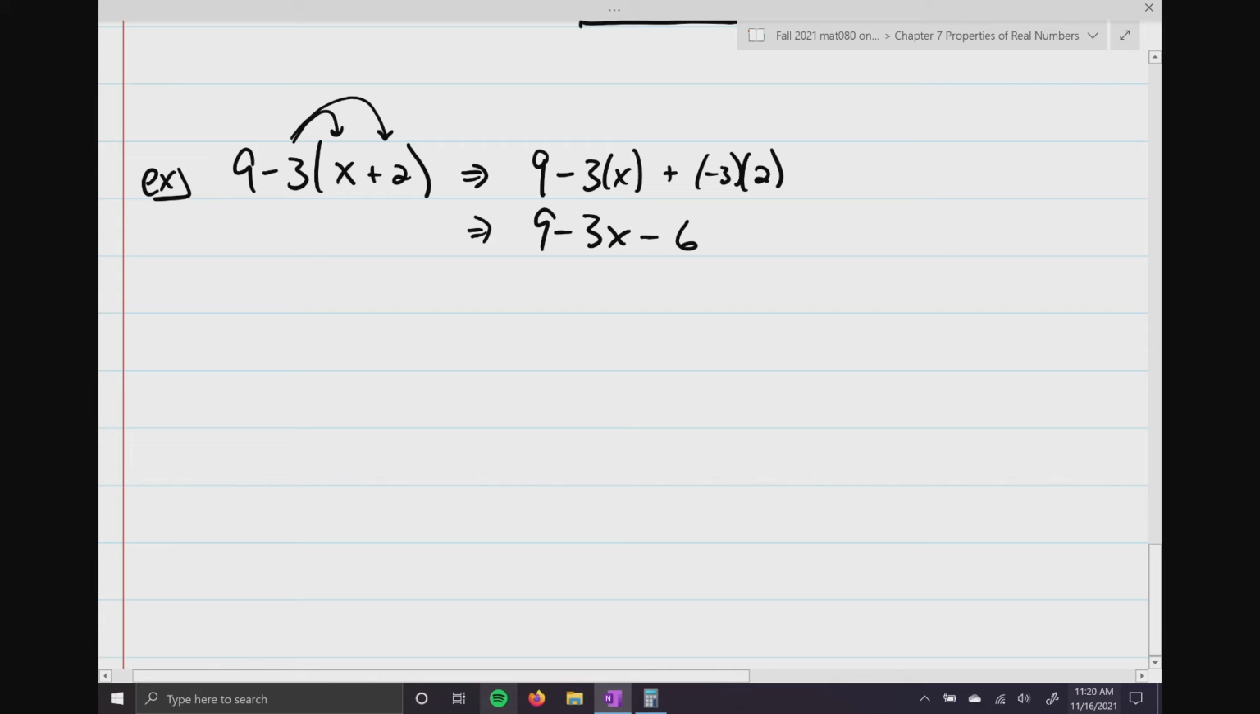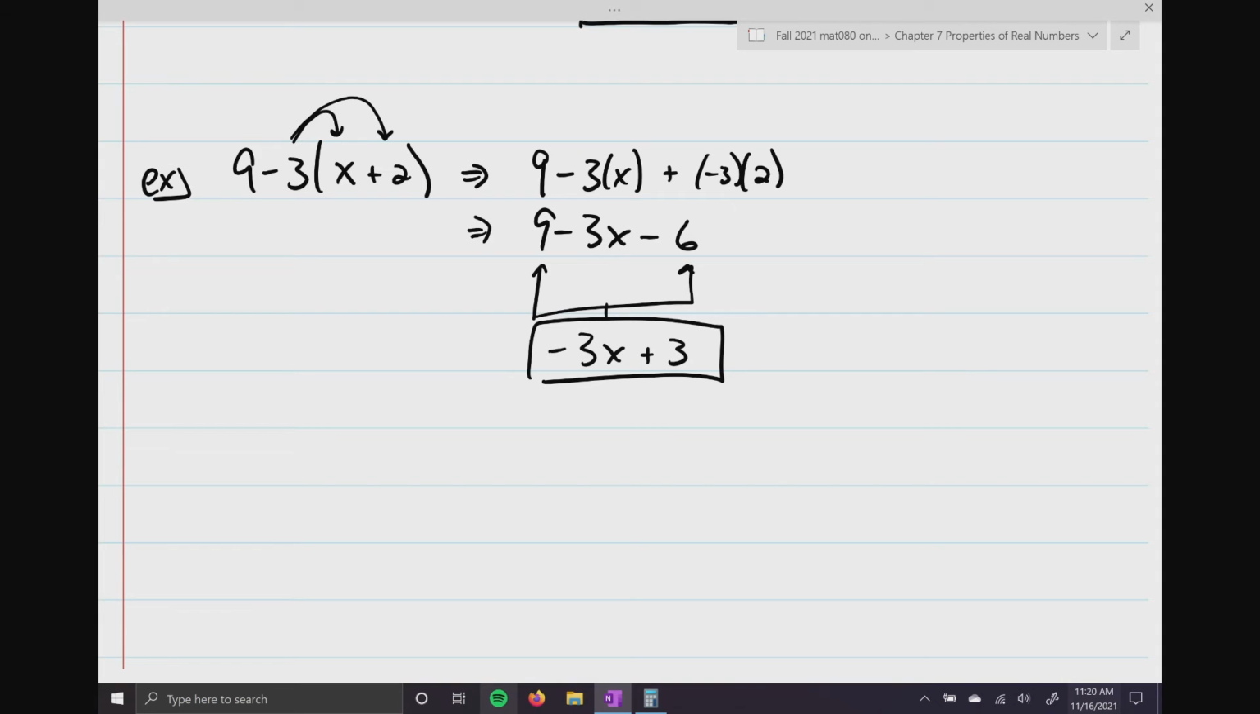Notice I can group these two terms right there. 9 minus 6 is going to be 3. So we get negative 3x plus 3 for our final result. Okay? The only way I can make these more intense is just by giving you multiple parentheses here. So 6 times the quantity x minus 9 minus x plus 12. Okay?